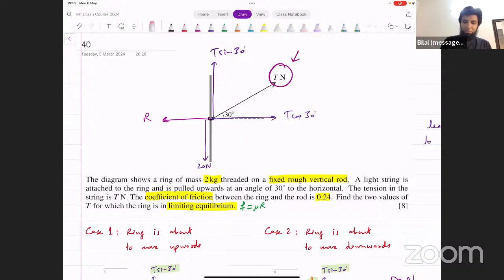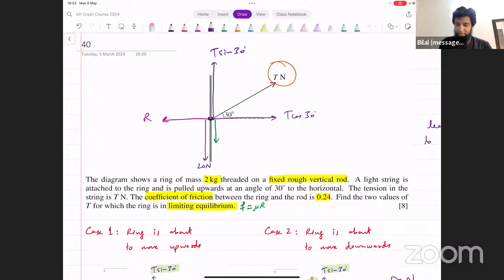What's the smallest possible value of T for the ring to remain in equilibrium? If you have to find that, you would say, consider the limiting equilibrium case, the extreme case of equilibrium, such that the ring is just about to move downwards. That will be the extreme case that tells you, if this force T was to be even slightly less than that amount, the ring will start moving downwards. So for the ring to remain in equilibrium, what's the least possible value of T?